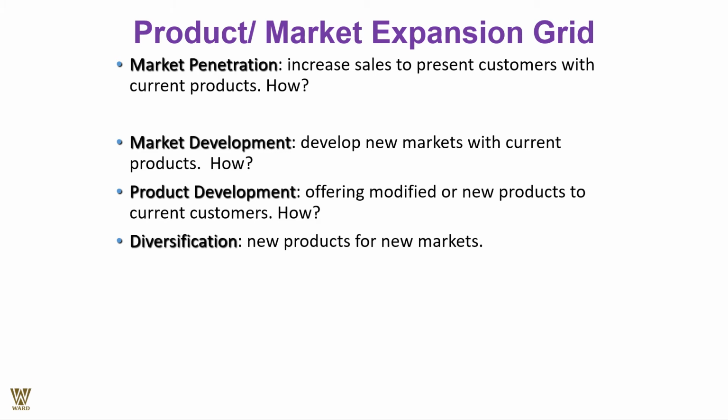So in the product market expansion grid, we have spoken about those 4 grids: market penetration, to increase sales to present customers with the current product. How? Market development is to develop new markets with the current products, and how probably? We are talking about product development, offering modified or new products to current customers. If so, how? Now, these are things that you need to answer. Diversification, as in to develop new products for new markets per se.